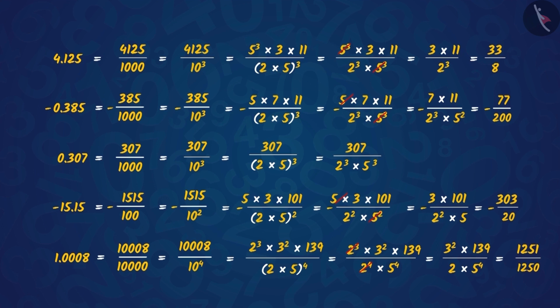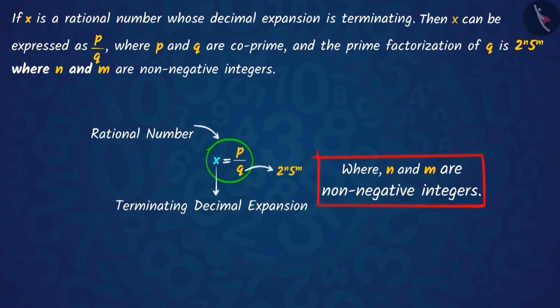Based on this, we can say that if x is a rational number whose decimal expansion is terminating, then x can be expressed as p upon q, where p and q are co-prime, and the prime factorization of q is 2 raised to the power n into 5 raised to the power m, where n and m are non-negative integers.